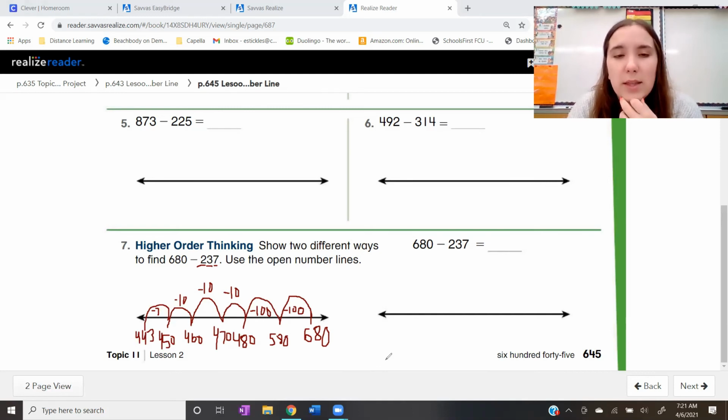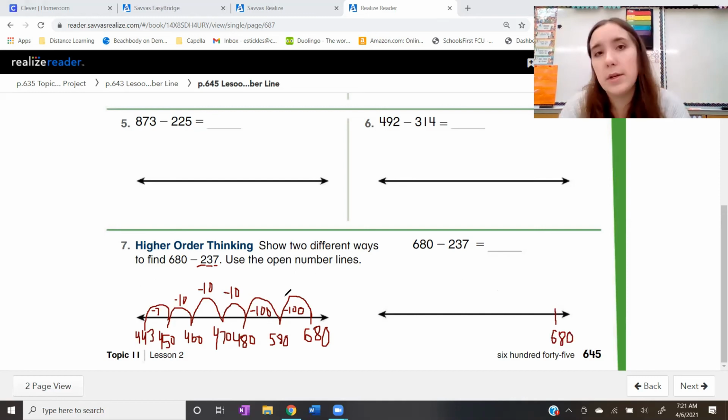Now we're going to do it a second way that's going to be a little bit different, but we should still get the same answer. So we're still going to start at 680 on our number line over here. And we're still going to take away the same number of hundreds, tens, and ones. We're just going to show it differently.